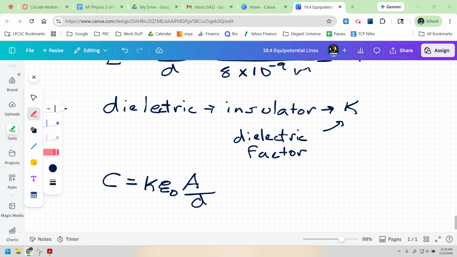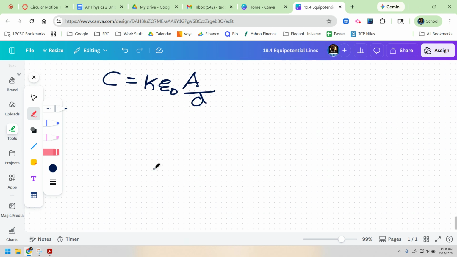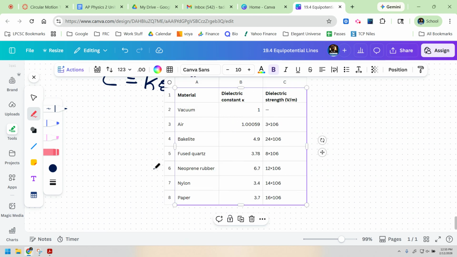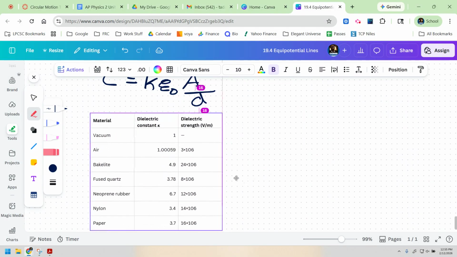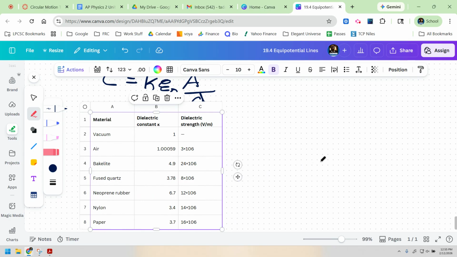some things here, and this is in the book, but here are some dielectric strengths and their constants. Okay, and so this would be the value for K. That's actually the Greek letter kappa. I probably should have mentioned that.